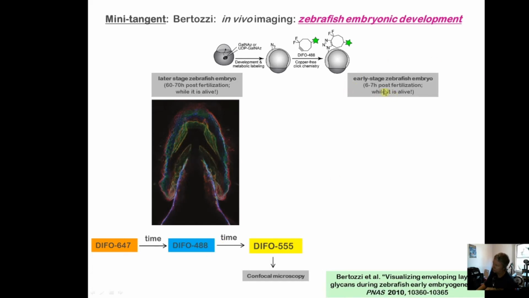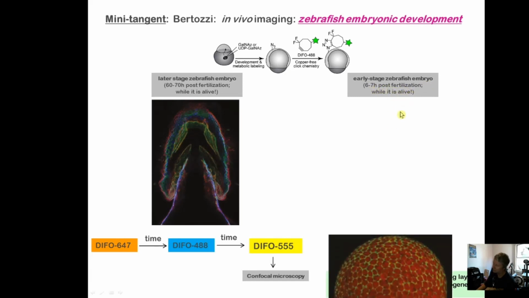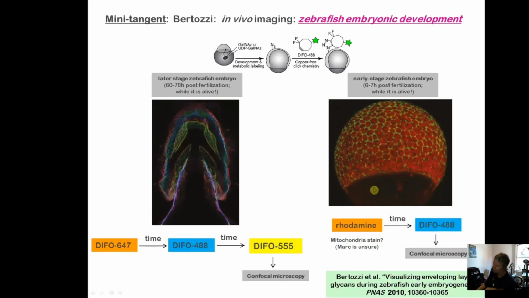Okay, and then one more thing, early stage zebrafish embryo. So this is 6 or 7 hours after fertilization, and the zebrafish embryo is alive. What they're doing here is a much earlier stage than this, and I think what they're doing is they're using a rhodamine, which I believe is just a mitochondrial stain, and that's the red color. And then I think they're using DIFO-48, and they're labeling the azides, and I thought it was 48. May have the dye color wrong.